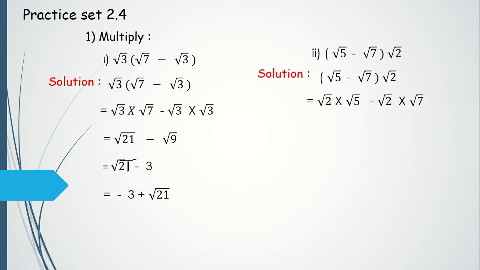We get root 2 multiplied with each term in the bracket. Root 2 into root 5 minus root 2 into root 7. 5 2s are 10, so that's going to be root 10, and this is going to be root 14. Now both of them are not perfect squares, so they will remain as they are. We cannot do anything further. So the answer will be this only, root 10 minus root 14.